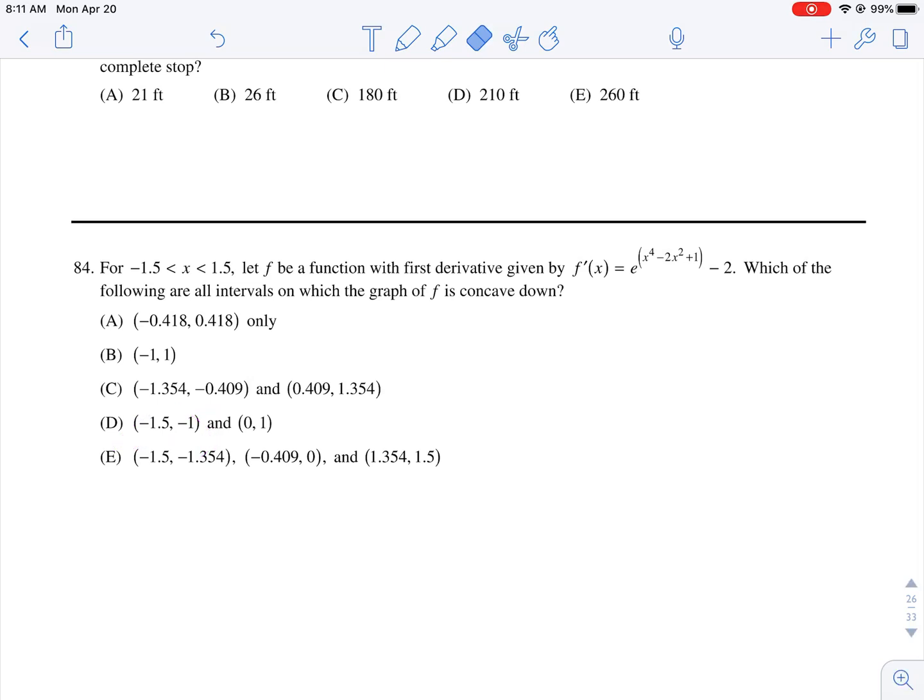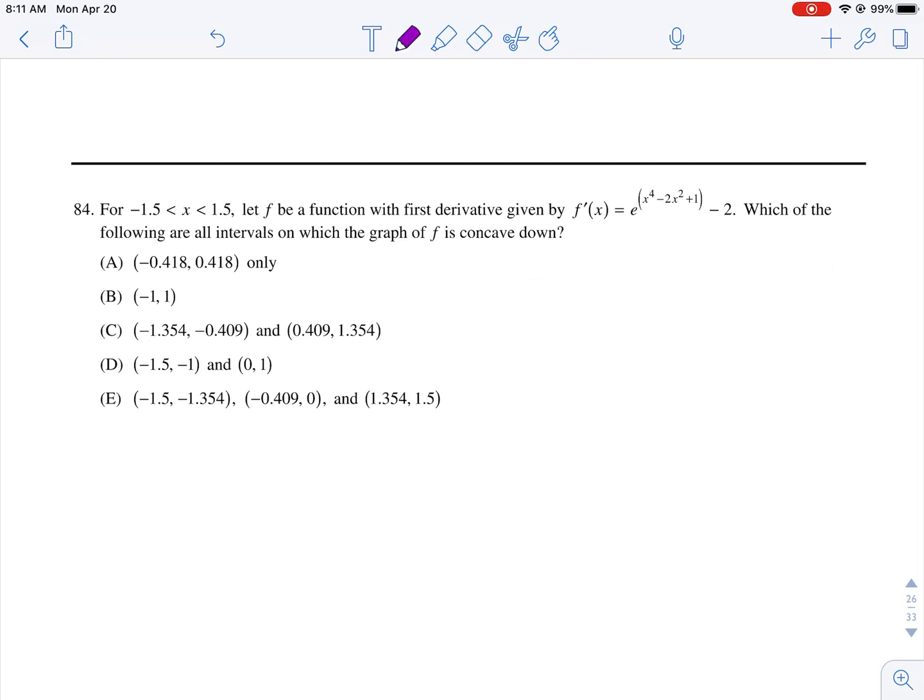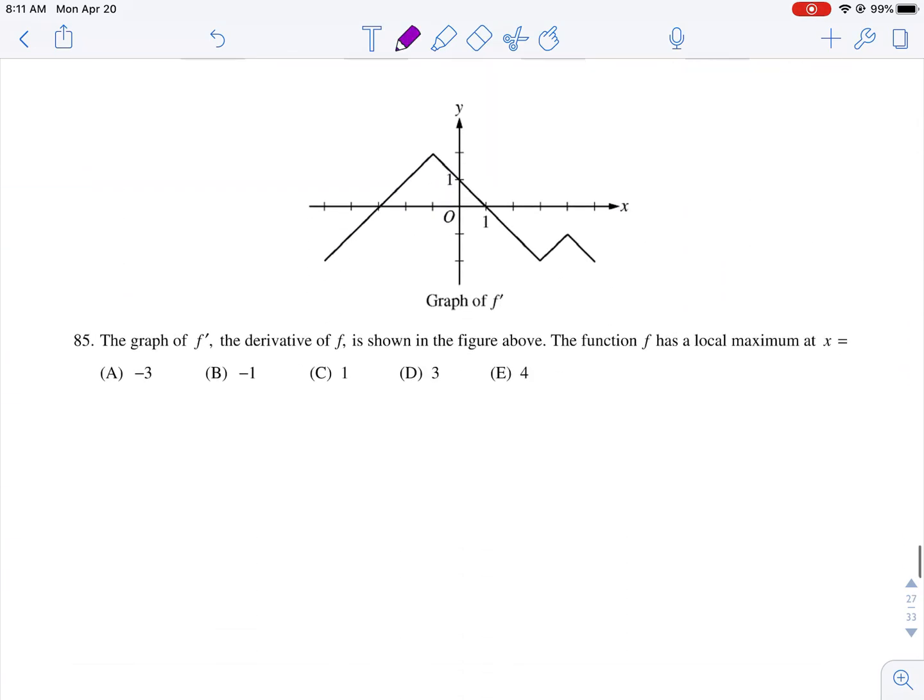The first time I answered the question, I was answering it as if it were f double prime, which is when you would look for when f double prime is below the x-axis, which I had said earlier, but then we were looking at f prime, not f double prime.